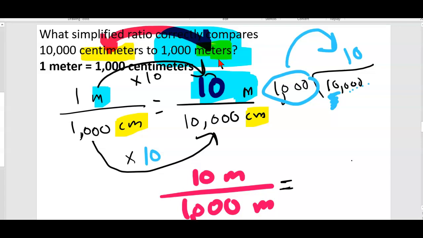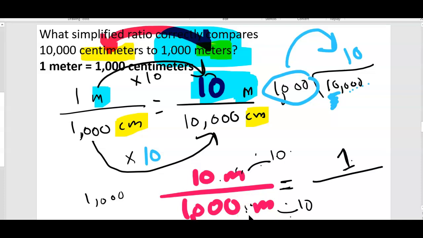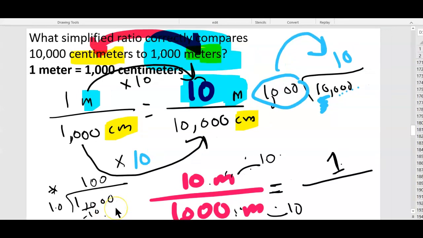Alright, so what can we divide both of these by? I think we can divide both of these by 10. Can we? Yeah, divide this by 10, divide this by 10. And then 10 divided by 10 is 1. 1,000 divided by 10. How many times does 10 go into 1,000? 10 times something equals 1,000. 10 goes into 10 one time. Isn't that 100? Yeah, that's 100. So I think that's the answer. I could be wrong. I might have made a mistake.